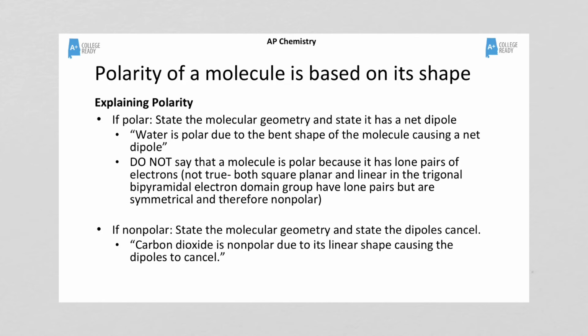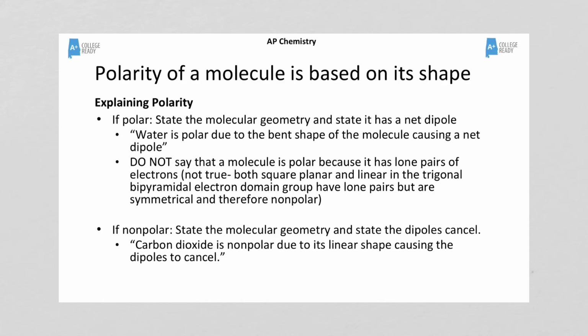So here's how you explain polarity. You need to state the shape and tell what that shape is going to cause the dipoles to do. I just used 2 common examples. Water is polar, has a bent shape, which causes it to have a net dipole, which means it's polar. Another way to say net dipole is overall dipole moment. That was printed on the previous slide.